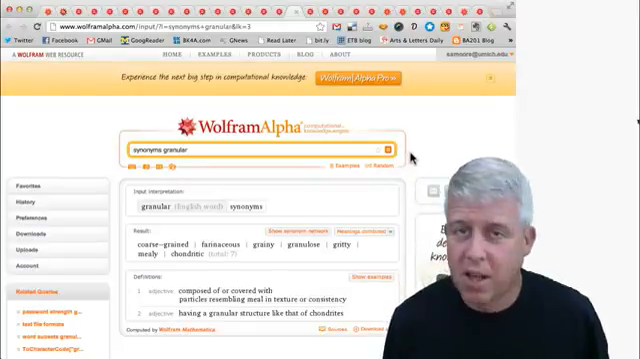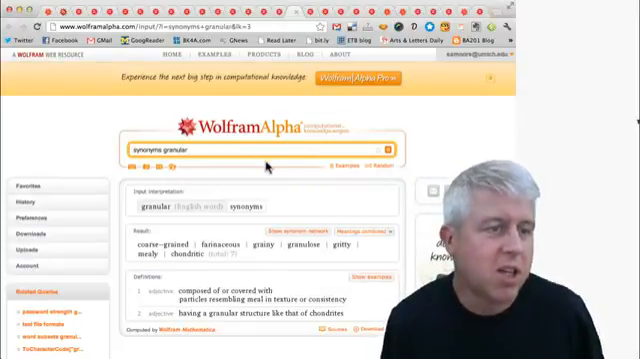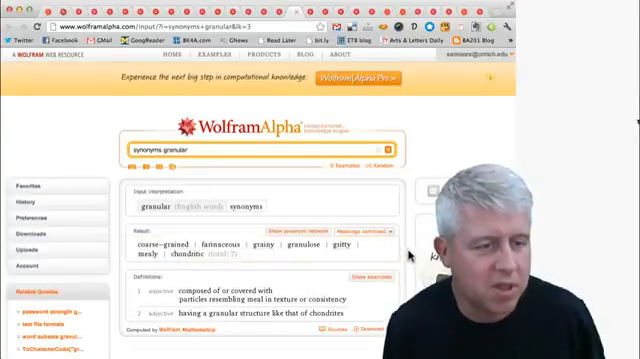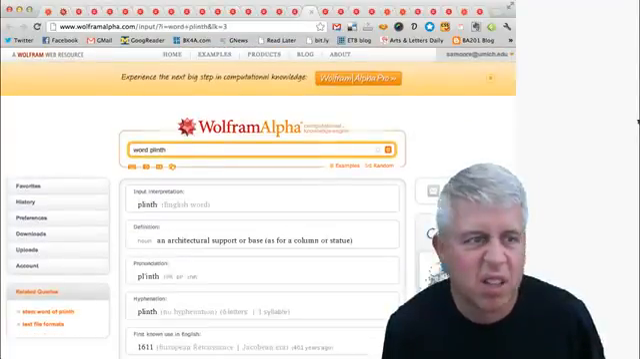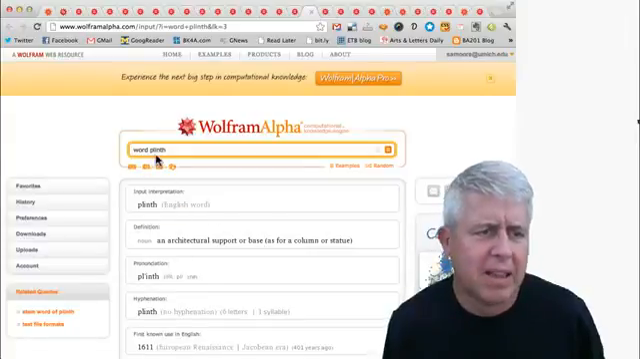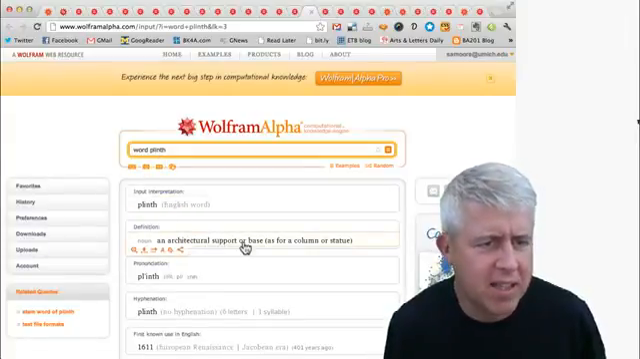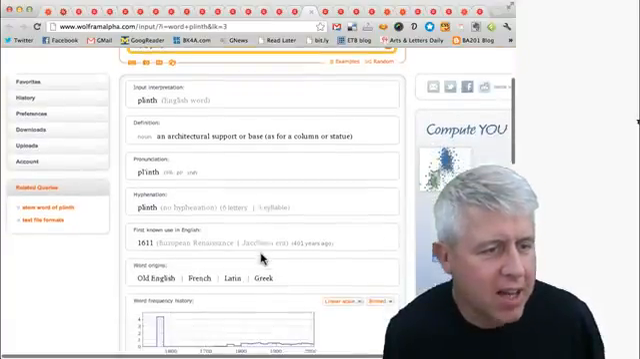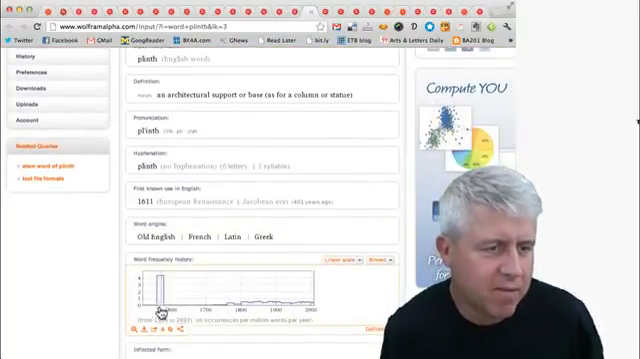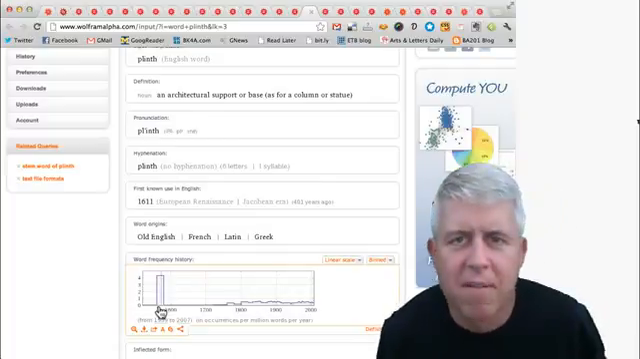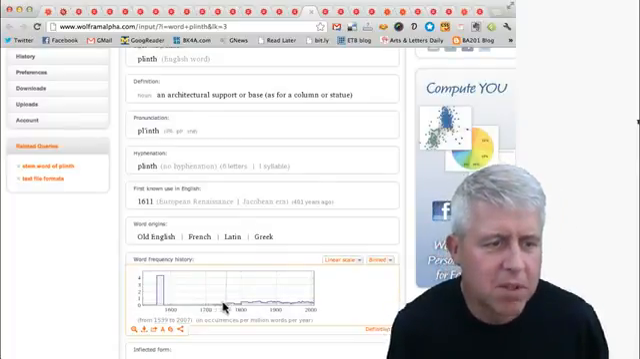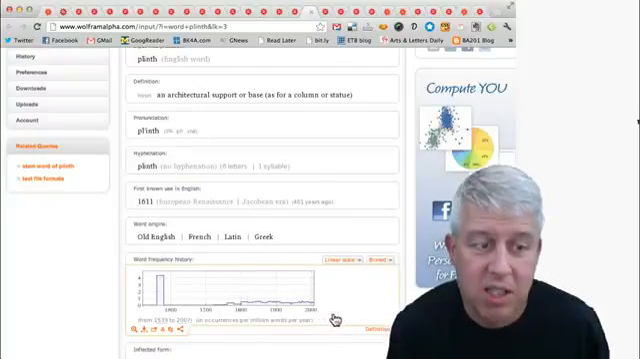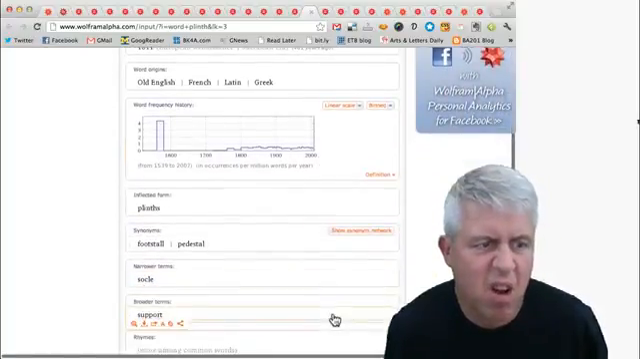It tells about words, definitions, synonyms. Okay, so here's a bunch of synonyms. Gives you some definitions. Perfect. Word: plinth. What is that? Support or base for a column or statue. This was heavily used in the 1500s, and it's been sort of steadily used since the mid to late 1700s. Of course.